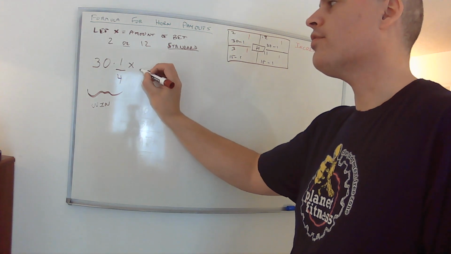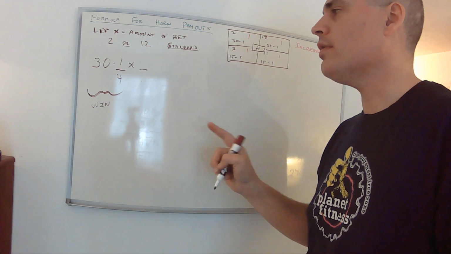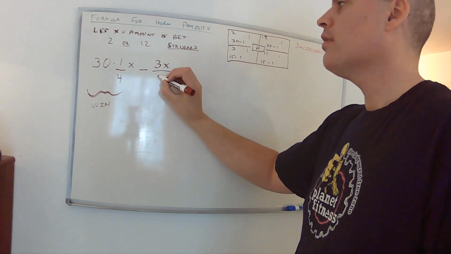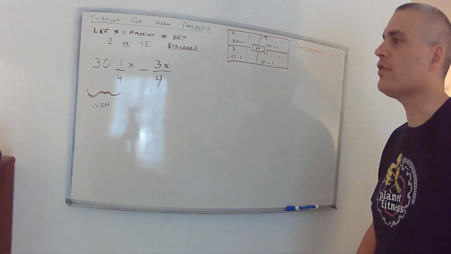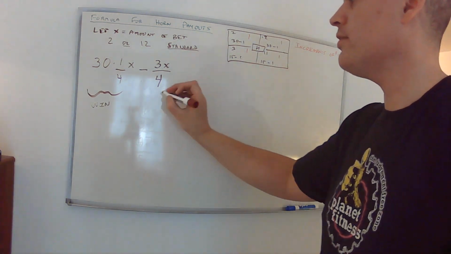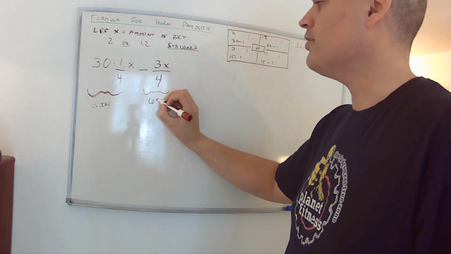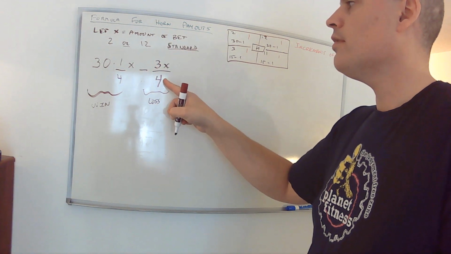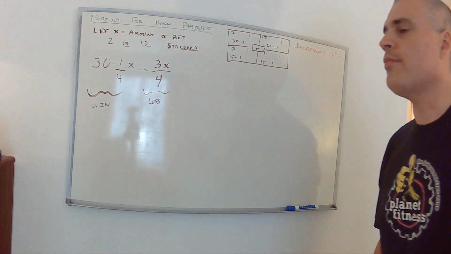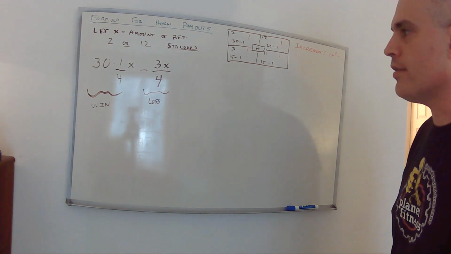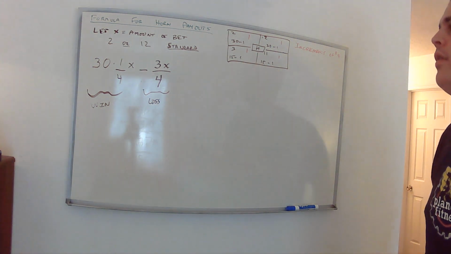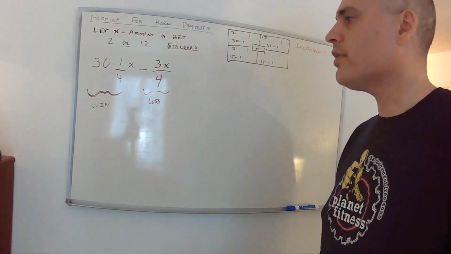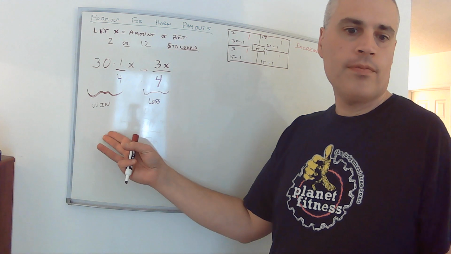I have to subtract out what I lost though, and I lost the other 3/4 of the bet. So 3x over 4 is going to be what I lost. This is my loss: 3 times whatever my bet was over the maximum I could have bet in that instance, which was 4. So hopefully that makes a little bit of sense going forward, because this is going to get really easy now.